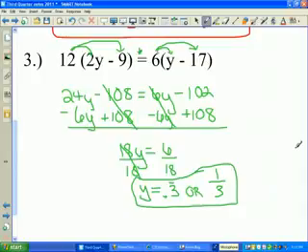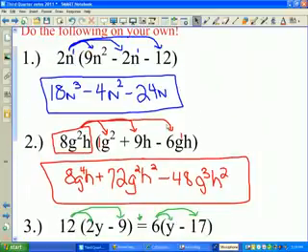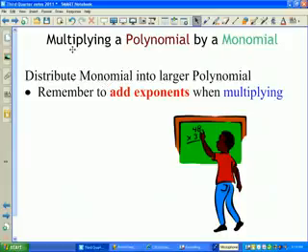Okay? So I wanted to see where the students were when they were solving either for a variable or just simplifying by doing the distribution. One of the things I wanted to remind them is that when you're multiplying a polynomial by a monomial, you need to add your exponents when you're multiplying. So that's all this is saying, okay? Whenever you're multiplying, you need to add your exponents.